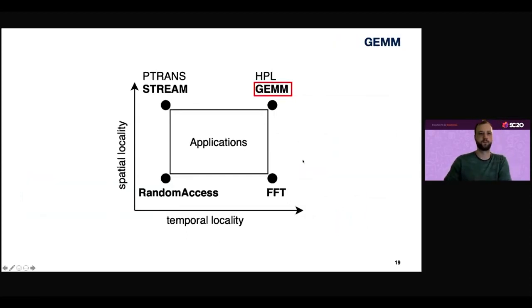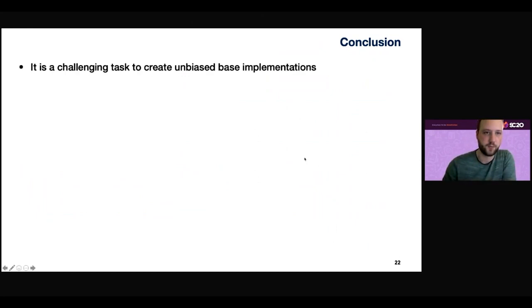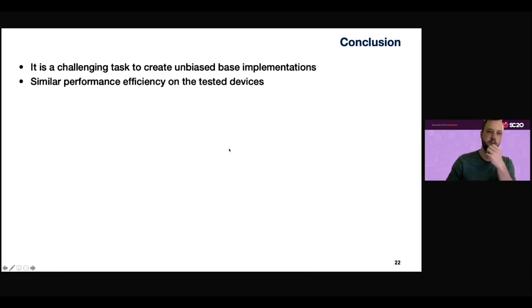In the interest of time, I will skip GEMM now and come directly to the conclusion. What you may have understood is that it's a challenging task to create unbiased implementations for Intel and Xilinx FPGAs, because most of the time the implementation may come from one direction or the other, and the code is interpreted in very different ways by the compiler. But with the benchmarks I've shown, they actually show similar performance efficiency for the tested devices.